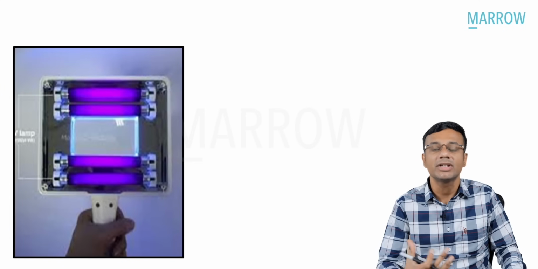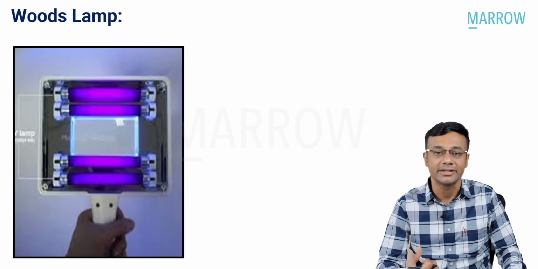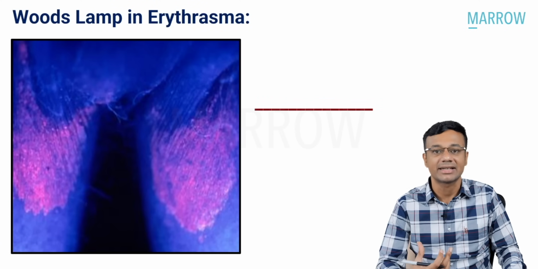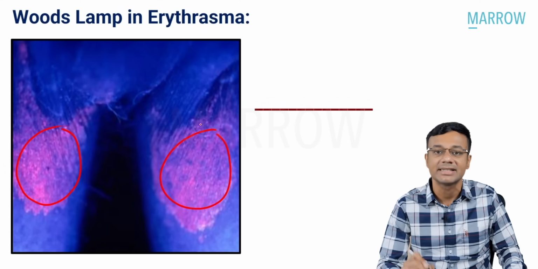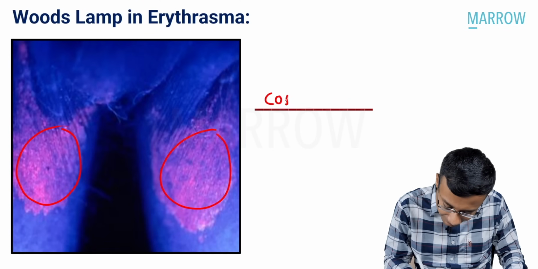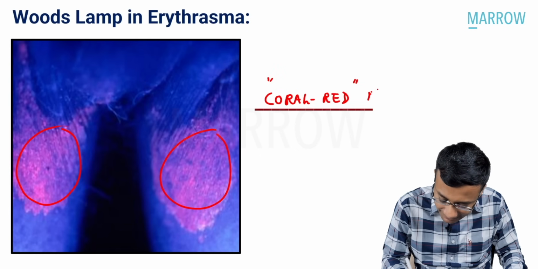Next, we look at this non-invasive diagnostic tool in dermatology, wherein the skin is being examined under ultraviolet light. Yes, I'm talking about the Wood's lamp examination here. In a condition called erythrasma, we can see the characteristic color which we need to remember for the exam. This is referred to as coral red fluorescence. So coral red fluorescence is seen in a corynebacterial infection called erythrasma.